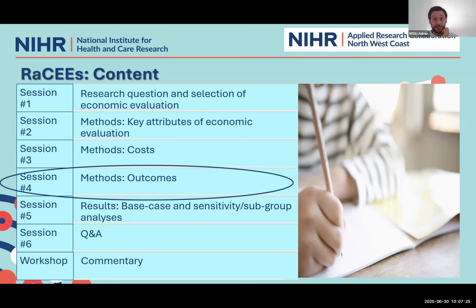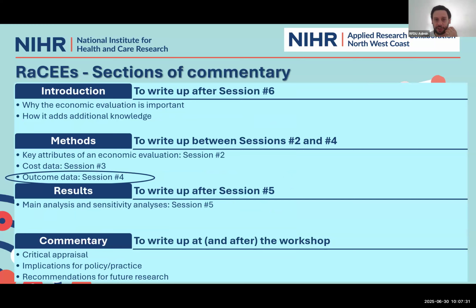So in terms of where we are with the course, this is session 4 about the outcomes. We're still within the methods of an economic evaluation. We talked about cost last time, and now we are going to cover the outcome data. This is where we fit in terms of the commentary, which we are going to co-produce at the end of the course. We are within the method section of the commentary, and the homework, which I will give you later on and that you will do in the next couple of weeks, will be all about outcome data. We will use the information you extract from the paper in order to write up the method section of the commentary.